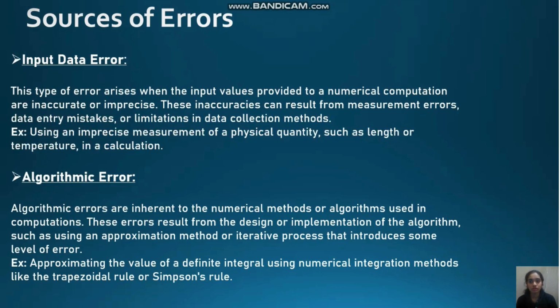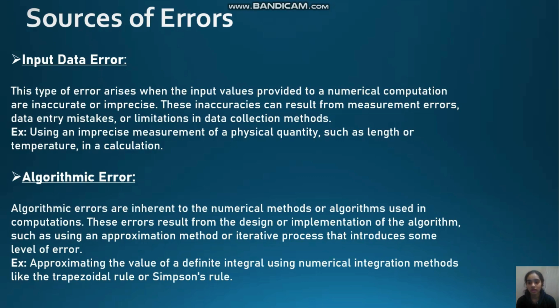Sources of error. Input data error. This type of error arises when the input values provided to a numerical computation are inaccurate or imprecise. These inaccuracies can result from measurement errors, data entry mistakes, or limitations in data collection methods. For example, using an imprecise measurement of a physical quantity such as length or temperature in a calculation.